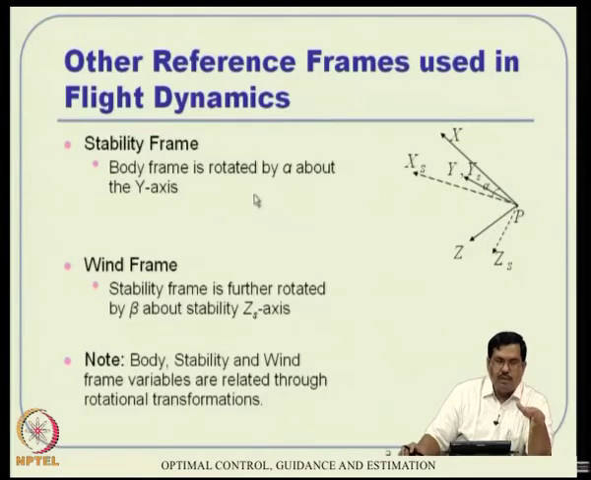And the wind frame is that stability frame rotated further by angle beta, which is called the side slip angle. Then the x vector of the wind frame will be perfectly aligned with the velocity. That is how you get the wind frame. I will not go into details, but these are all rotations only, reflected through a rotation matrix with cos alpha on the diagonal and minus sin alpha and plus sin alpha in the off-diagonal elements. You can find these details in flight dynamics books, one of which is Stevens and Lewis, Aircraft Control and Simulation, I believe.